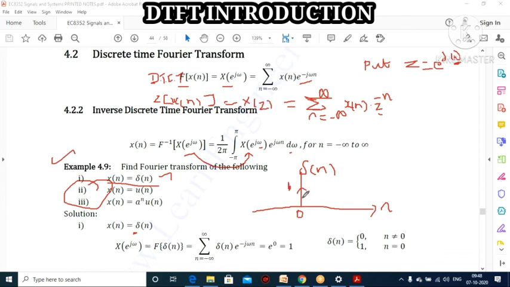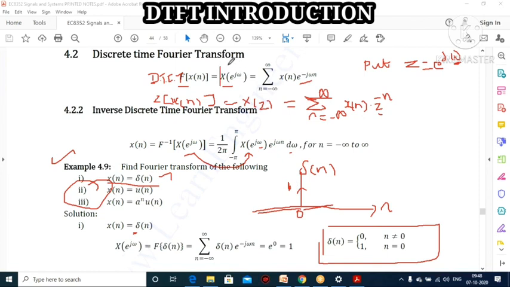I write down this unit impulse function in mathematical representation. Del of n equals 0 for n not equal to 0. When n equals 0, the signal is defined there, and that value is 1.